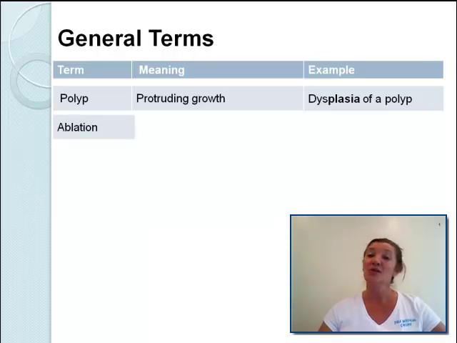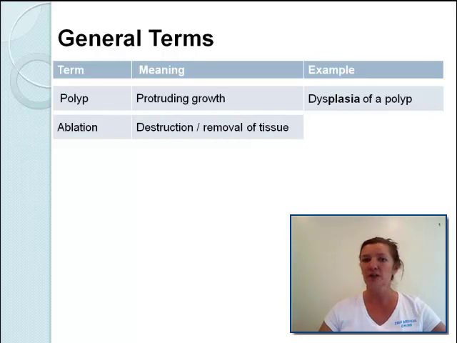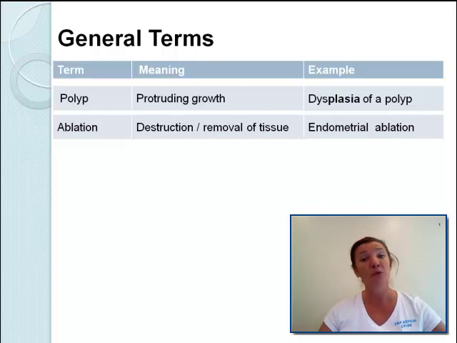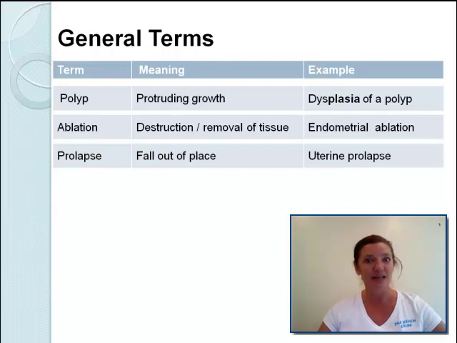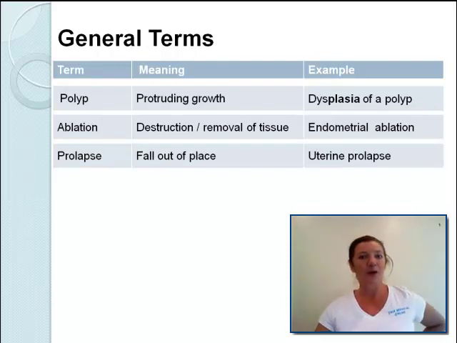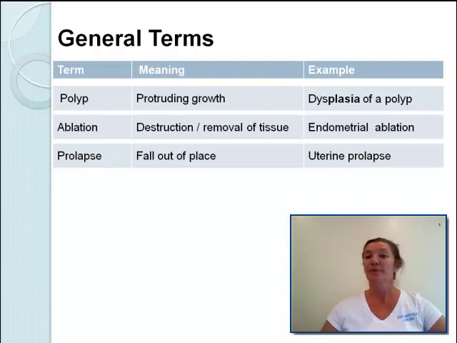Ablation relates to the destruction or removal of tissue. So if you have endometrial ablation, they are literally removing the endometrial lining. A prolapse is when something has fallen out of place. For example, you could have a prolapsed intervertebral disc, a slipped disc or a bulging disc when you're talking about your spine. But you could also have a uterine prolapse when literally the uterus has fallen out of place.